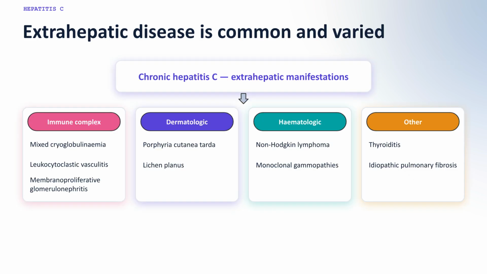Hepatitis C has more extrahepatic disease than any of the others. The immune complex group. Mixed cryoglobulinaemia is the classic one, with leukocytoclastic vasculitis and membranoproliferative glomerulonephritis. The dermatologic group. Porphyria cutanea tarda and lichen planus. The hematologic group, non-Hodgkin lymphoma and monoclonal gammopathies, and then thyroiditis and idiopathic pulmonary fibrosis. Any of these should make you check a hepatitis C antibody.